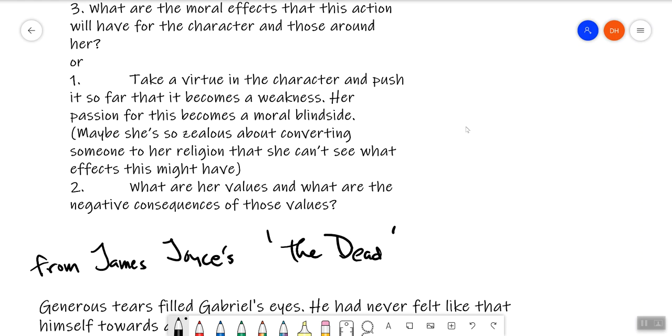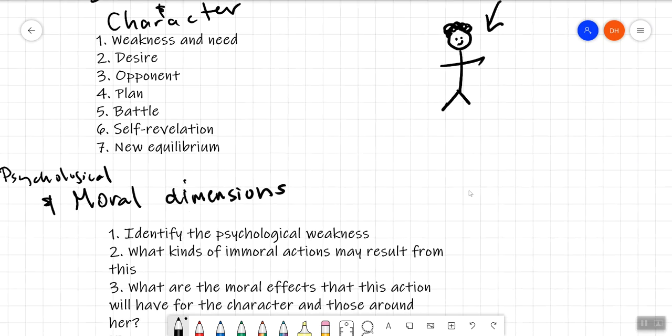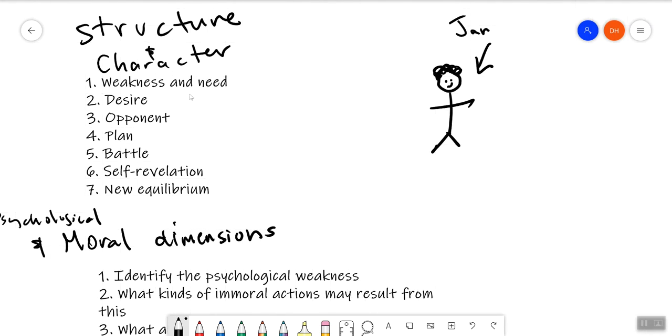Then number two, we have to figure out what her values are and what the negative consequences, the effects of those values are. Okay, so remember, cause effect, cause effect, cause effect. So to go back to this, we've got weakness and need. We've established some kind of weakness, some kind of need, psychologically and morally for our character.